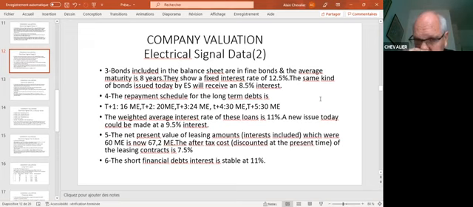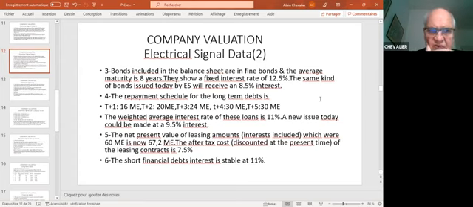We have a calculation of a weighted average interest rate cost, if you prefer, of these loans, as we did in the past exercise. It's 11%. And the new issue today, with the same structure, same maturity, some average maturity, would be made at a 9.5% interest.